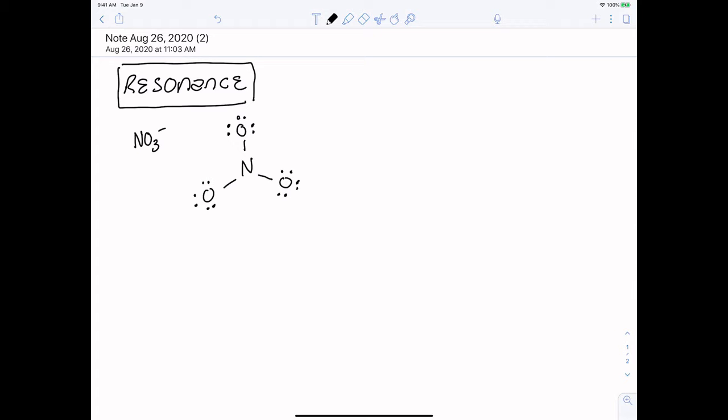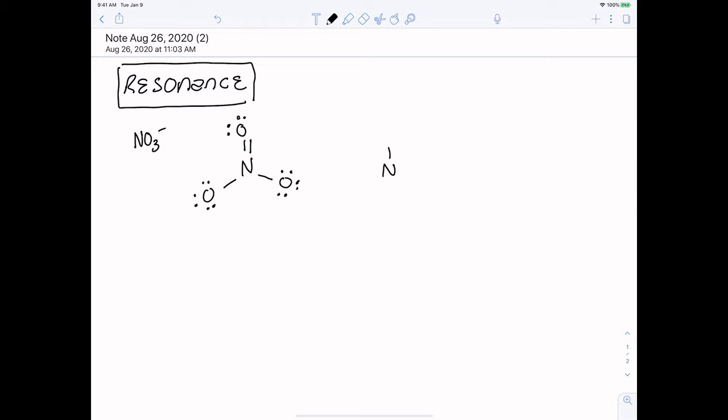I then have a problem because our next rule says that if everything that wants an octet still doesn't have one, we need to put in multiple bonds. And in this case, nitrogen only has 6 electrons. It doesn't have 8. So again, using our rules from general chemistry, I would need to take 2 electrons from one of my oxygens and then share it with nitrogen, putting in a double bond. And I'm going to take the ones on the top oxygen.